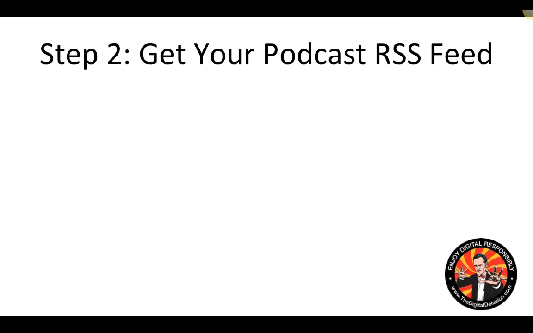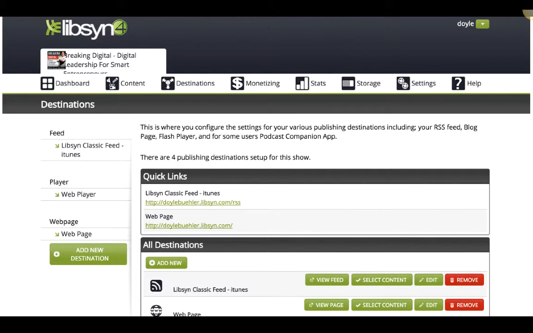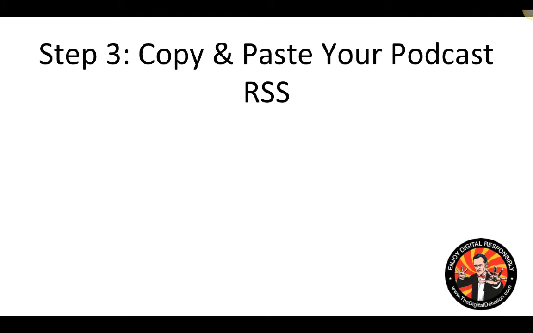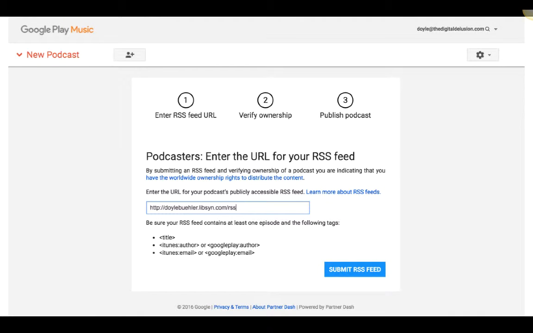So step number 2, get your podcast RSS feed. In this case I use Libsyn. So go into Destinations, and it has your quick link and then your actual feed. That's really all you need: the quick links, Libsyn classic feed for iTunes. You just copy that and then paste your podcast feed, and Google will do the rest for you, which is step number 3.